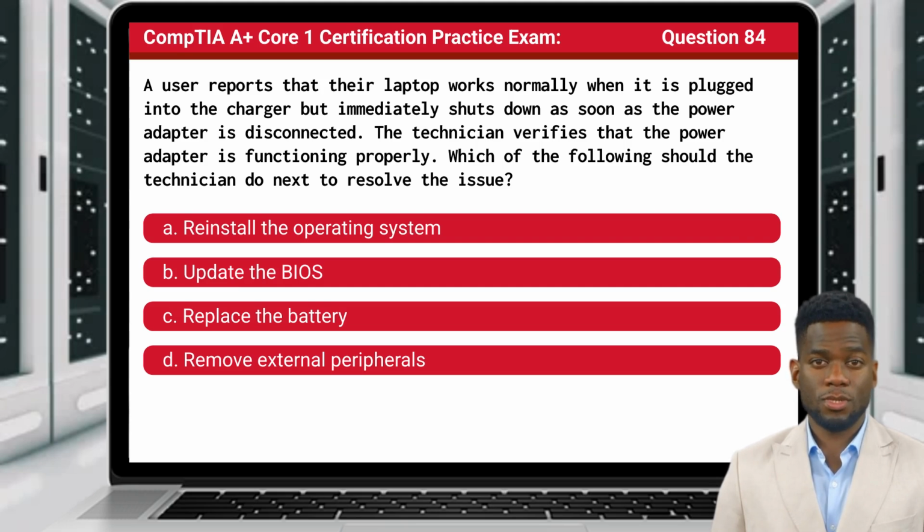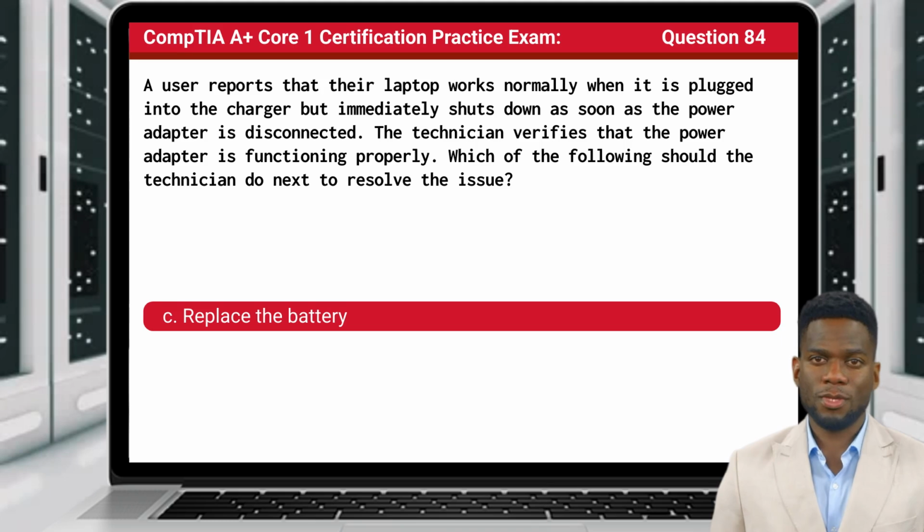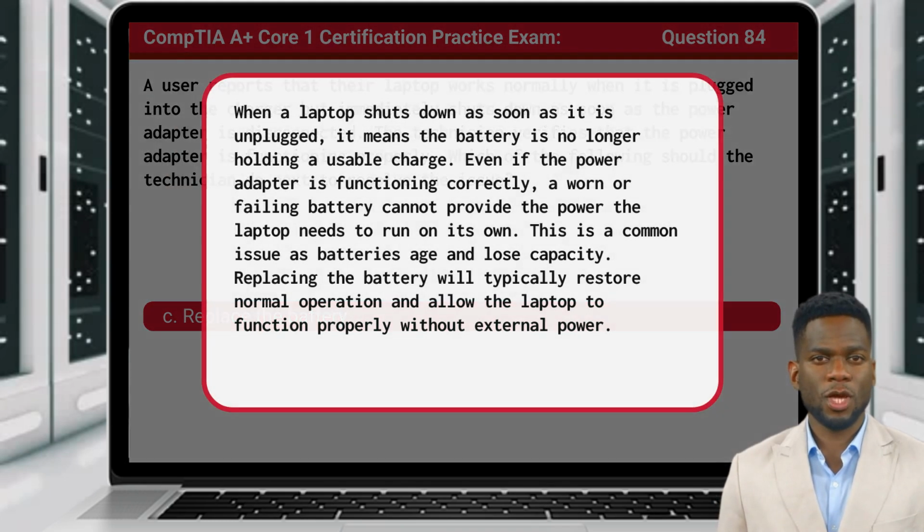The answer is C. Replace the battery. When a laptop shuts down as soon as it is unplugged, it means the battery is no longer holding a usable charge. Even if the power adapter is functioning correctly, a worn or failing battery cannot provide the power the laptop needs to run on its own. This is a common issue as batteries age and lose capacity. Replacing the battery will typically restore normal operation and allow the laptop to function properly without external power.